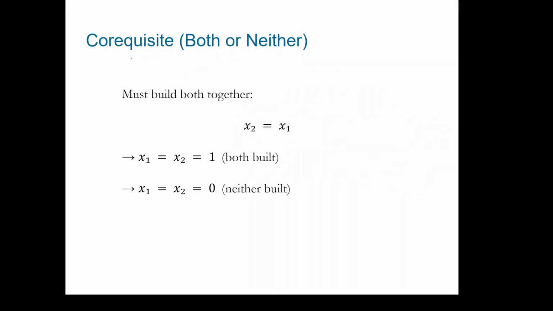Then we have a correlated constraint in which both must be built together. So x2 is equal to x1. So this means that if x1 is 1, if x1 is built, x2 must be built. If x1 is not built, that is 0, then x2 must be 0.